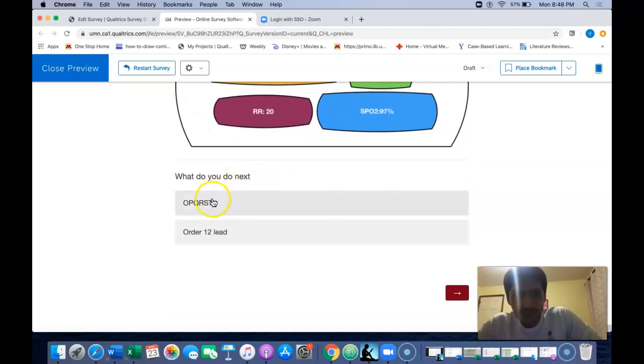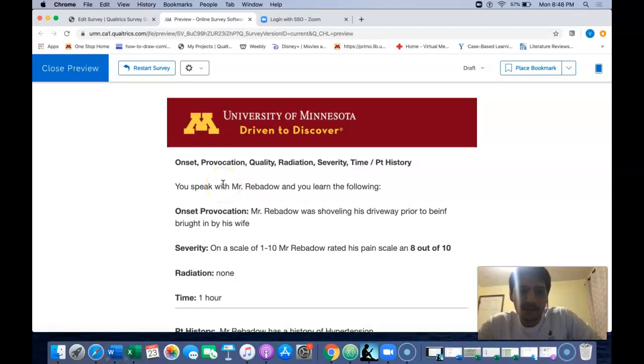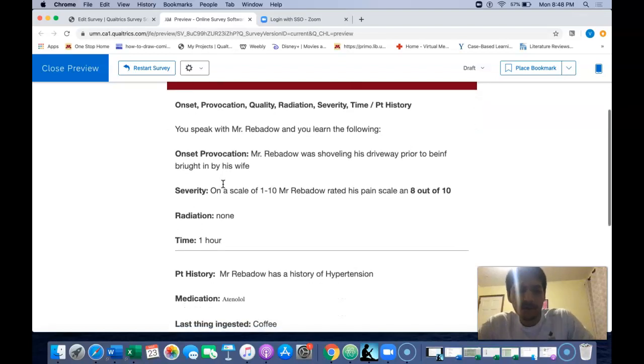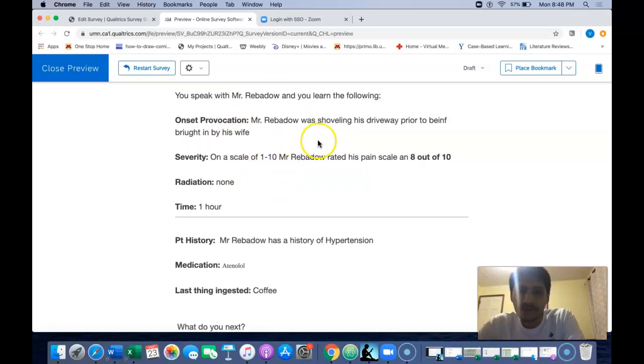The next course of action would be to go to OPQSTR, which again is onset, provocation, quality, radiation, severity, time, and patient history, which essentially is what happened. This gives you a little backstory on the patient, Mr. Ribadow. You can see he was shoveling his driveway prior to being brought in by his wife Linda. I have a couple typos in there, but again, this is still a very rough draft.